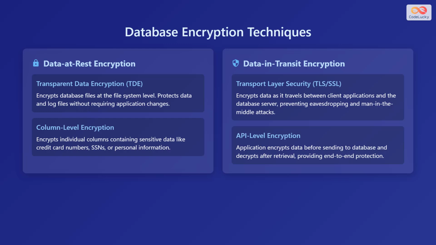Secondly, there's column-level encryption, encrypting individual columns containing sensitive data like credit card numbers, social security numbers, or personal information. Then we have data-in-transit encryption. This includes transport layer security, or TLS, also known as SSL, encrypting data as it travels between client applications and the database server, preventing eavesdropping and man-in-the-middle attacks. Secondly, there's API-level encryption, where the application encrypts data before sending it to the database and decrypts it after retrieval, providing end-to-end protection.